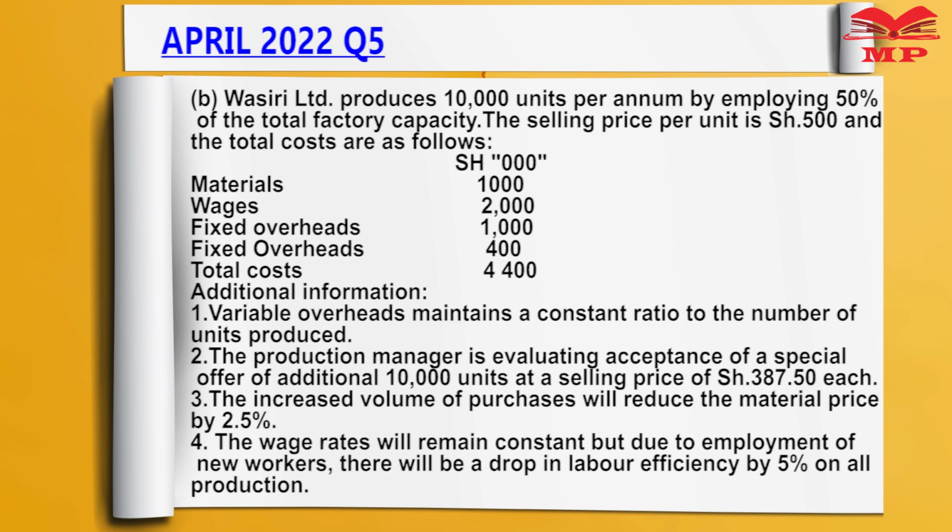we have additional information. Note number 1, variable overheads maintain a constant ratio to the number of units produced. Note number 2, the production manager is evaluating acceptance of a special offer of additional 10,000 units at a selling price of 385.5 each. Note number 3, the increased volume of purchases will reduce the material price by 2.5%. Note number 4, the wage rates will remain constant, but due to employment of new workers, there will be a drop in labor efficiency by 5% on all production.